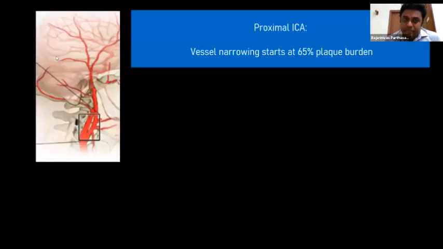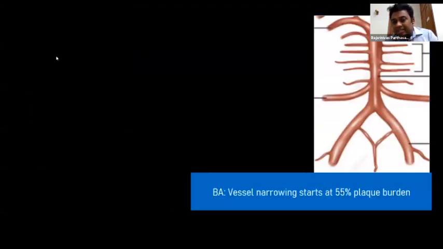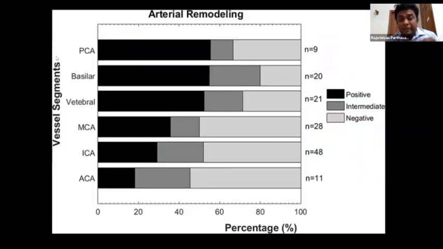of the artery. How about in the proximal internal carotid artery? They say it is 65% plaque burden, at which point you will see narrowing of the artery. And in the basilar artery, it is thought to be 55% plaque burden, at which point you will start seeing narrowing in the artery. A very interesting paper published in Stroke shows the posterior circulation arteries are more prone to positive remodeling and the anterior circulation arteries are more prone to negative remodeling.